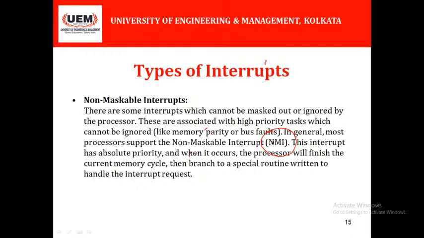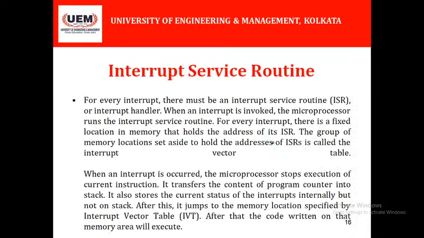Whenever any interrupting device generates the trap request, the microprocessor does not have any option. The microprocessor has to stop its current program execution and go to the subroutine, the interrupt service routine. For every interrupt, there must be an interrupt service routine or interrupt handler, as I told you earlier. So when an interrupt is acknowledged, the microprocessor runs the interrupt service routine.